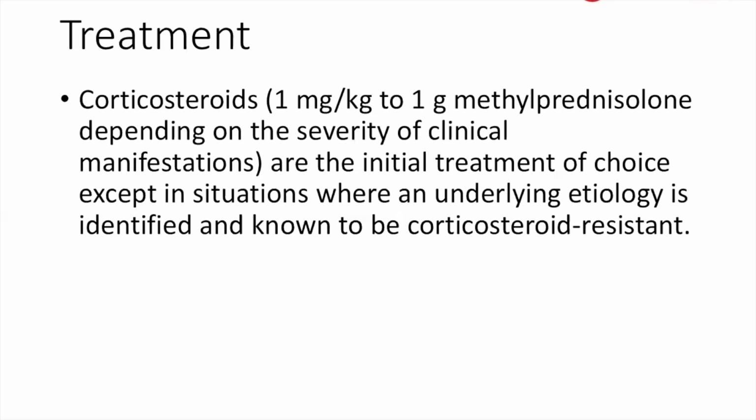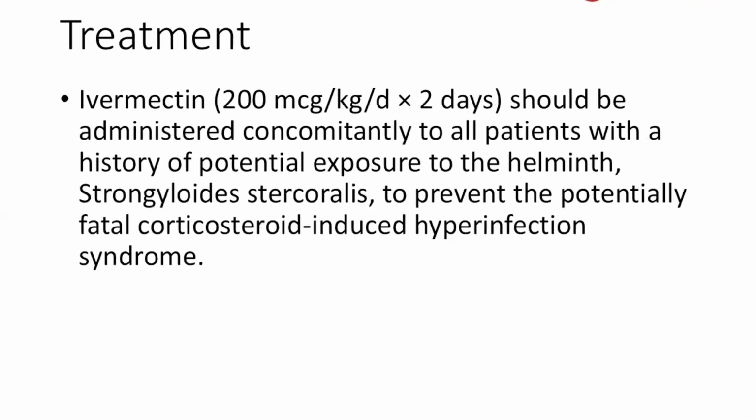In the treatment guidelines, the treatment which we most commonly use for an asymptomatic patient is a mild form of corticosteroids, which can vary from 1 mg per kg to 1 gram of methylprednisolone depending on the severity. Second line would be to give ivermectin 200 microgram per kg per day for 2 days. It should be given in any patient whom you suspect to have any exposure to helminth.